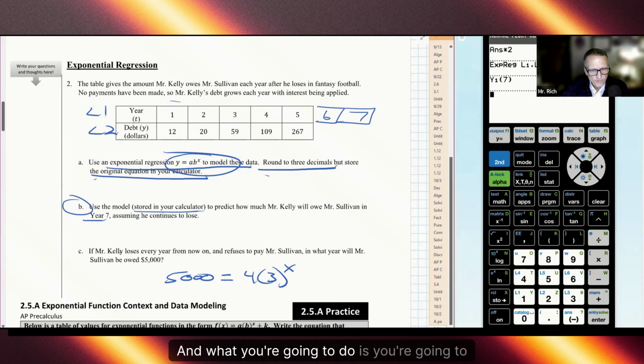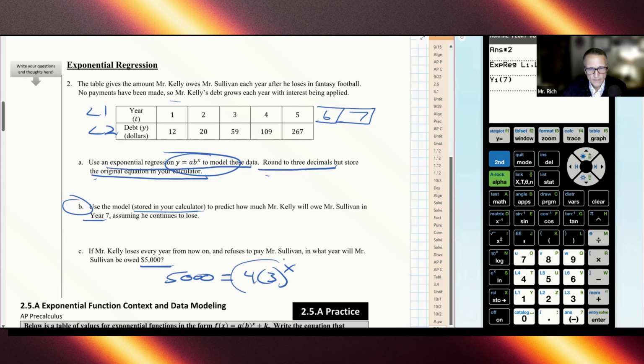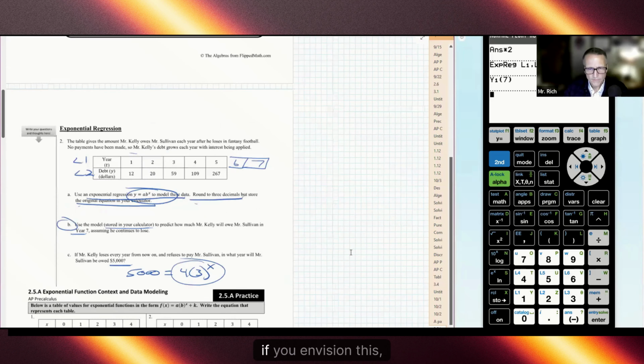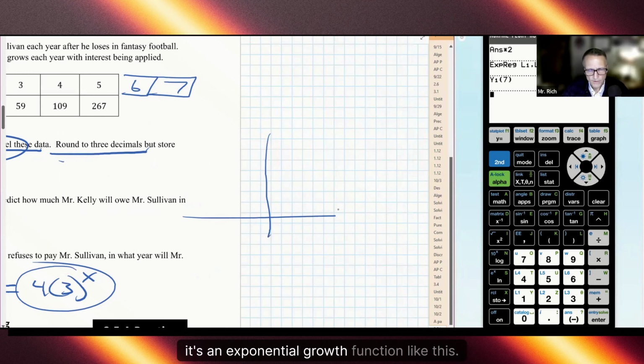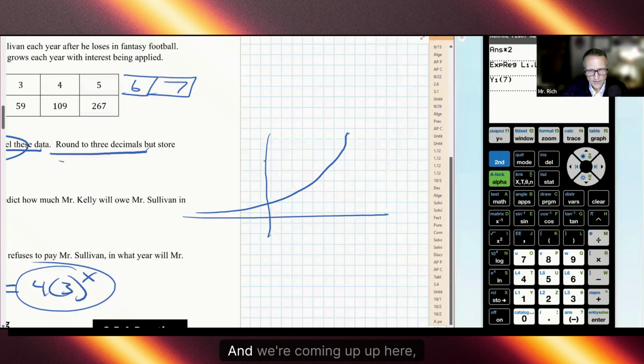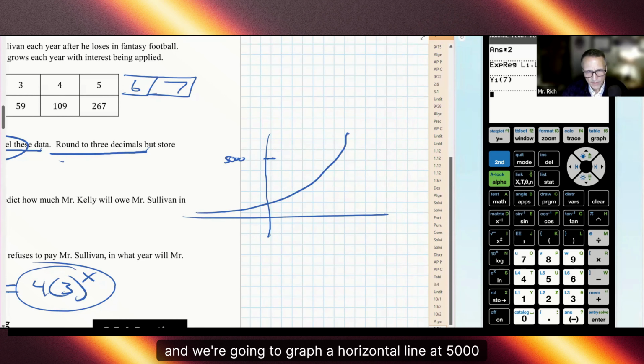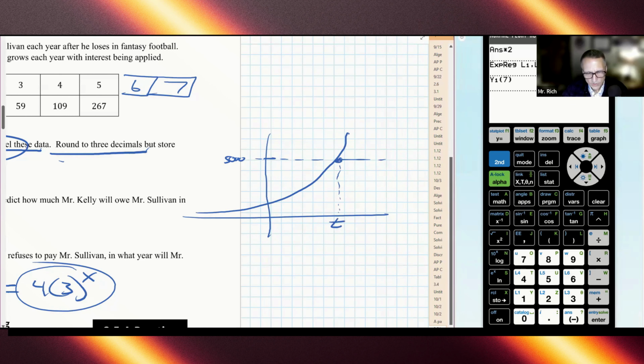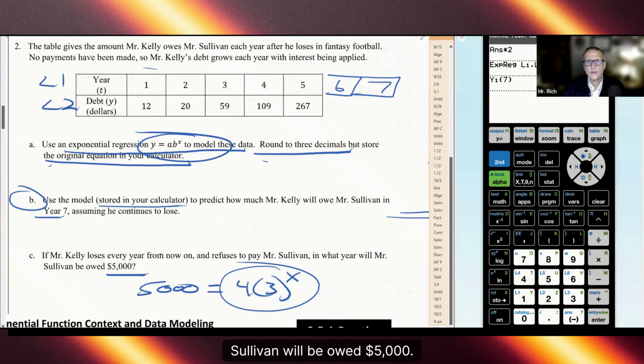And what you're going to do is graph the line y equals 5,000 and see where it intersects this function. Suppose it looks like exponential growth, so it would look like this. We're coming up here and we're going to graph a horizontal line at 5,000 and see where it intersects. Then this value would be the year in which Sullivan will be owed $5,000.